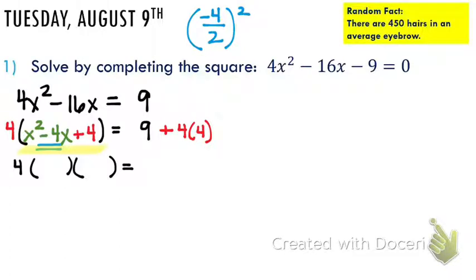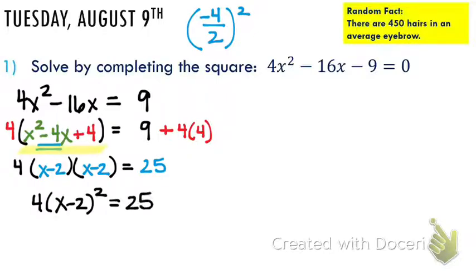So this factors down to x minus 2, x minus 2. And that equals 9 plus 16, which is 25. In math, we don't write things twice. We just say it is squared. So we have 4 times x minus 2 squared equals 25.